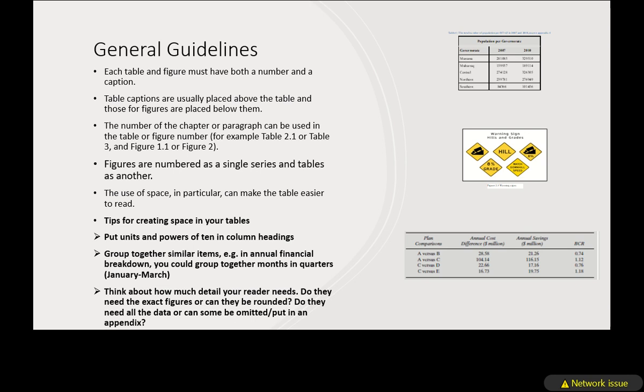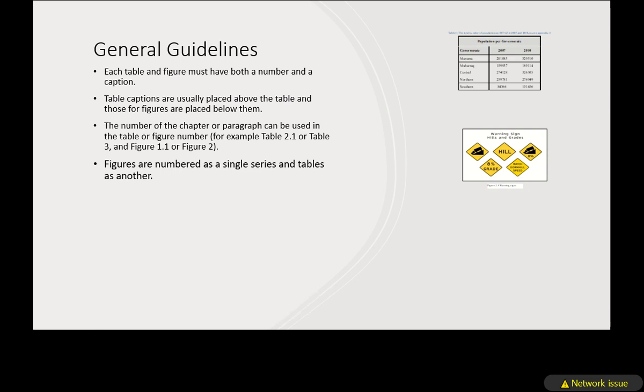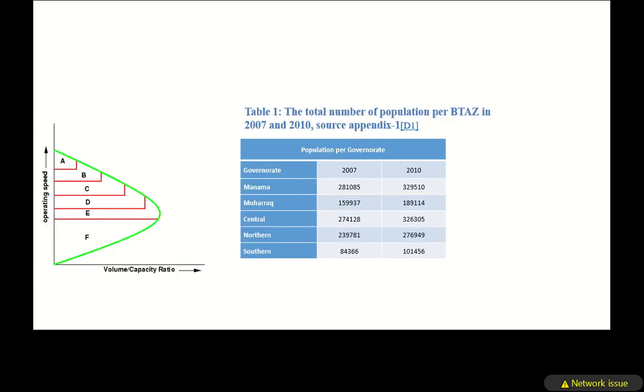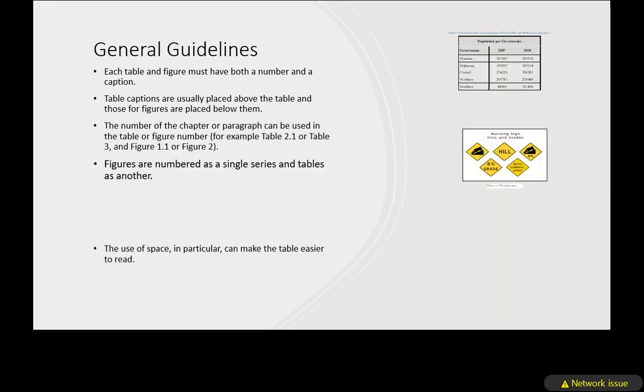Group together similar items. If items are similar, group them together. For example, you see in this table the areas are grouped together. The information about a specific area is in a specific row. So try to group them appropriately in rows and columns.